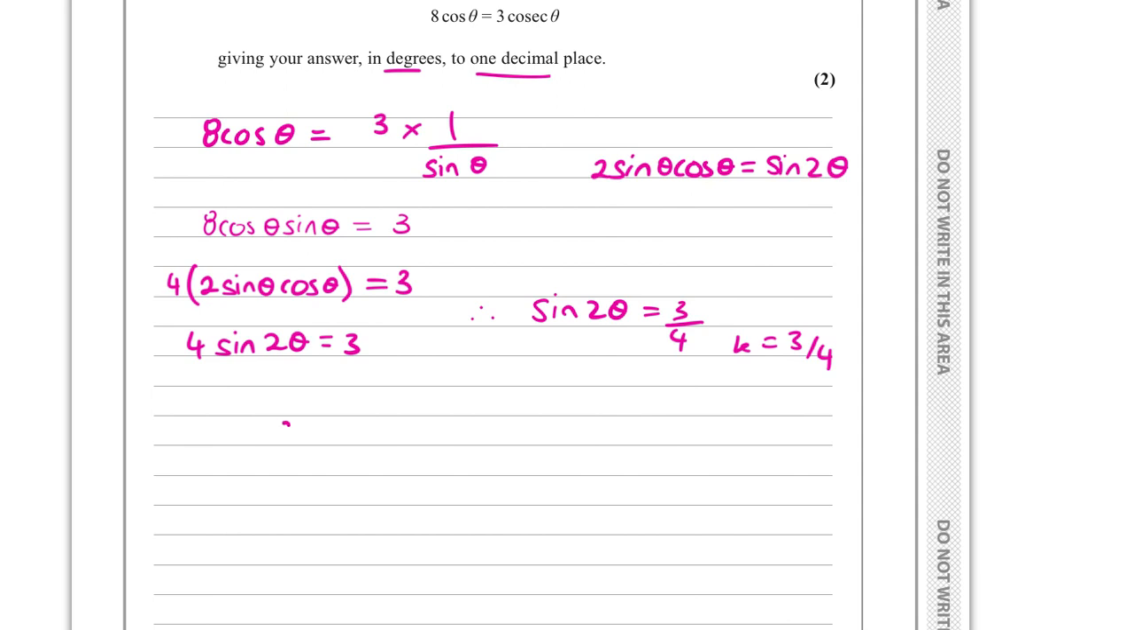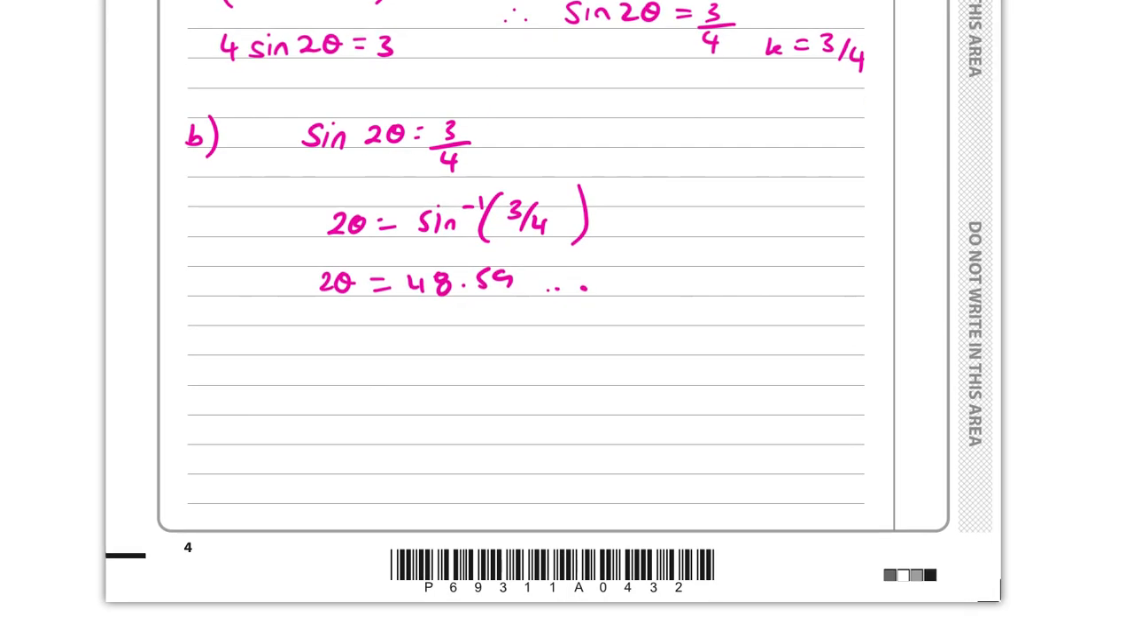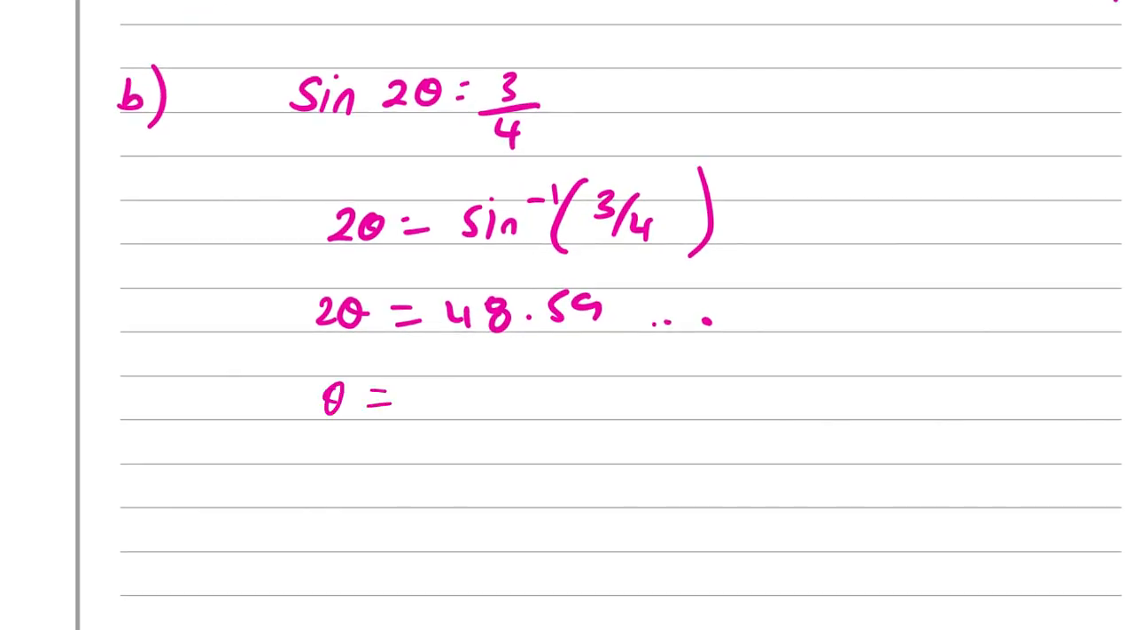So if I have sine of 2 theta equals 3 over 4, inverse sine 3 over 4, shift sine 3 over 4, and it's going to give me 48.59, etc. I just want theta, so I'm going to go ahead and divide the answer by 2.